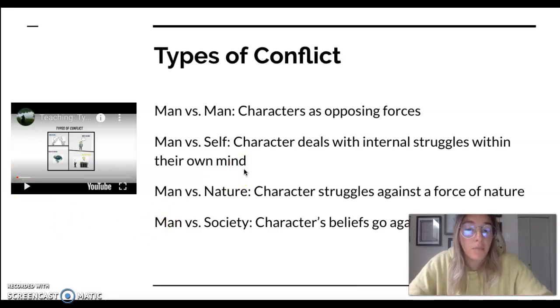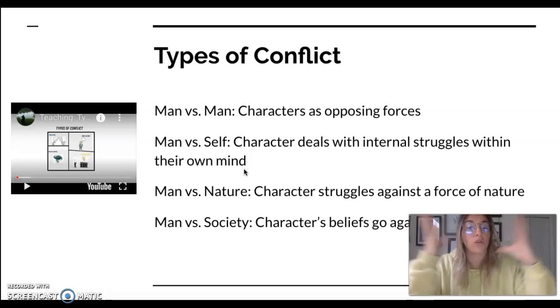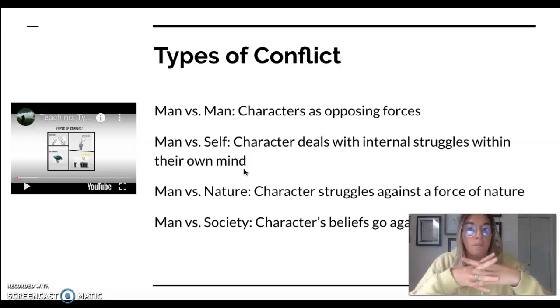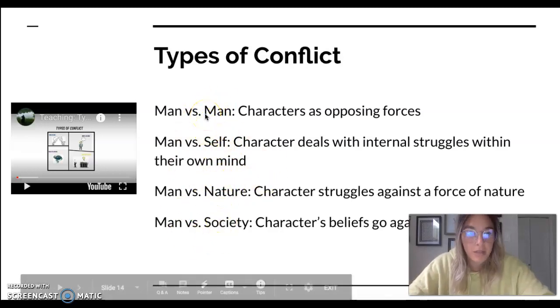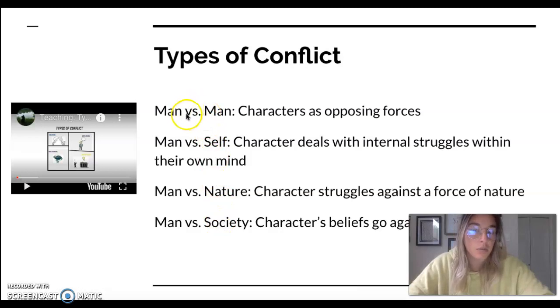And then finally, man versus society. That's where a character's beliefs go against that of society. So if you have one character who is fighting against a larger society, that would be man versus society. And again, when a story has conflict, it does not have to have just one. It can have multiple different types of conflict in it. When you have that situation, you just need to be able to tell which one is the main conflict that really drives the climax forward.